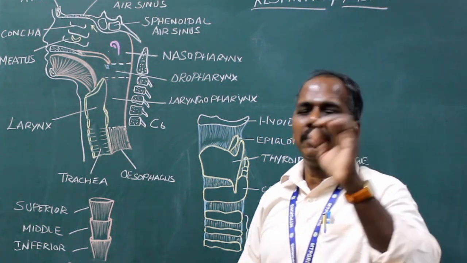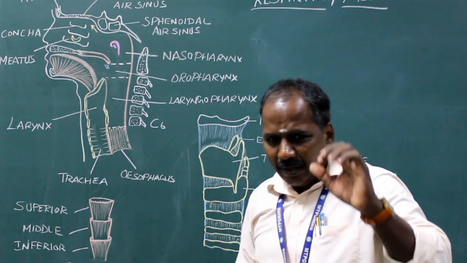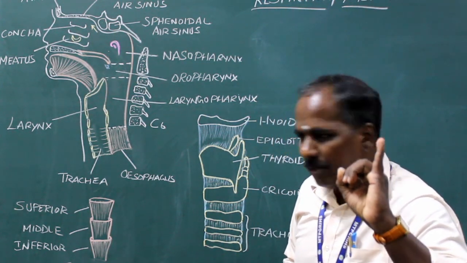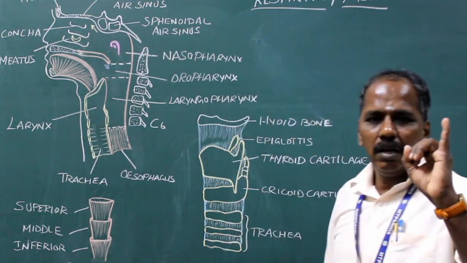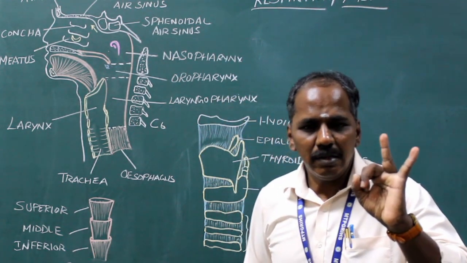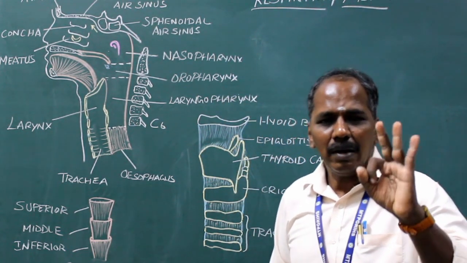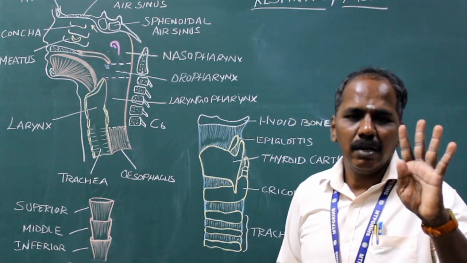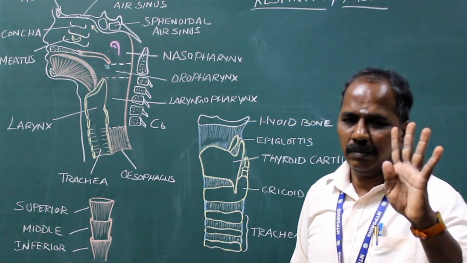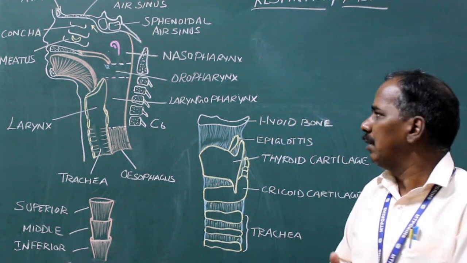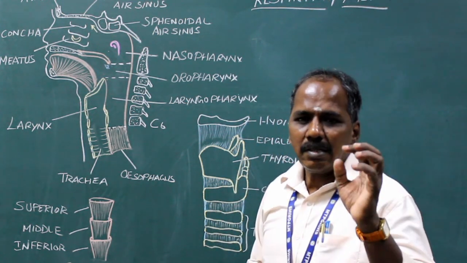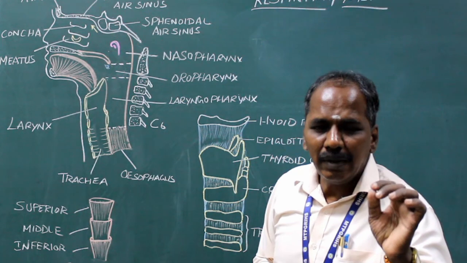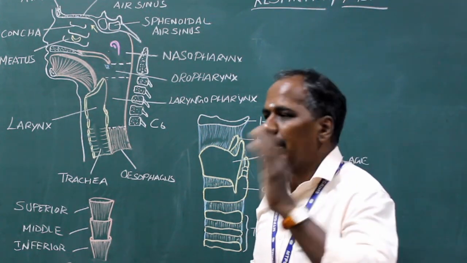Number 3, muscles of pharynx. It consists of, number 1, three constrictor muscles: superior, middle and inferior constrictor muscles. Number 2, stylopharyngeus. Number 3, palatopharyngeus. Number 4, salpingopharyngeus. These are the muscles. The interior of the pharynx is lined by the mucous membrane. It consists of stratified squamous, non-keratinized epithelium.